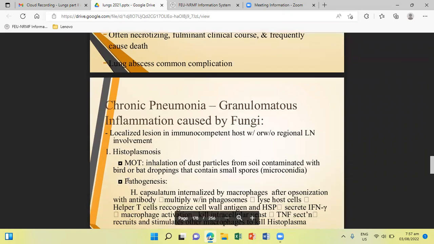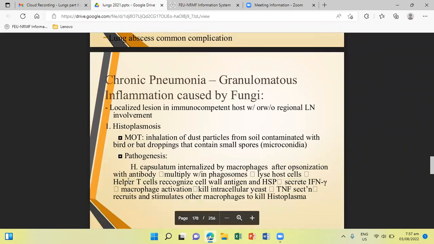The next group would be your chronic pneumonia or granulomatous inflammation caused by fungi. When you say chronic pneumonia, the usual agents that we are talking about here would be fungal organisms. Like, for example, histoplasmosis is first on the list.